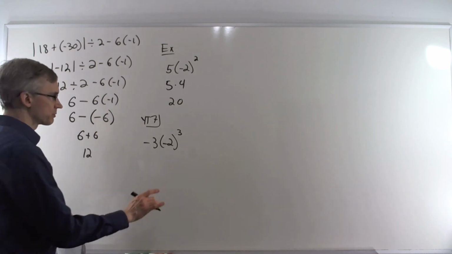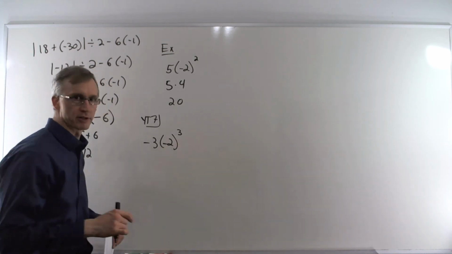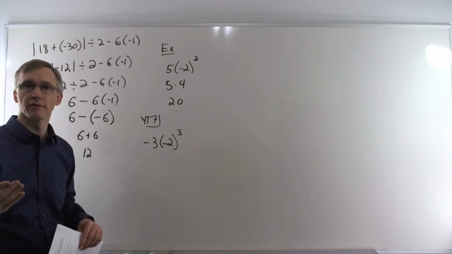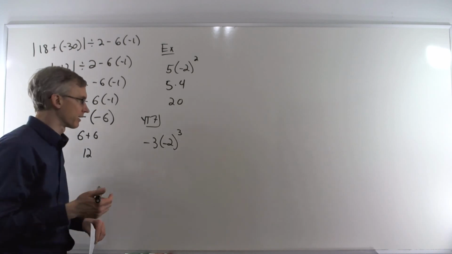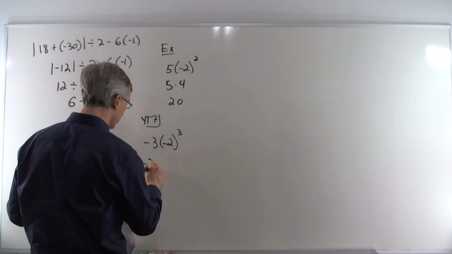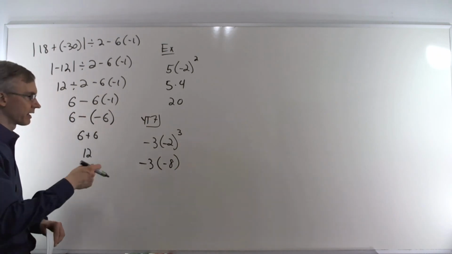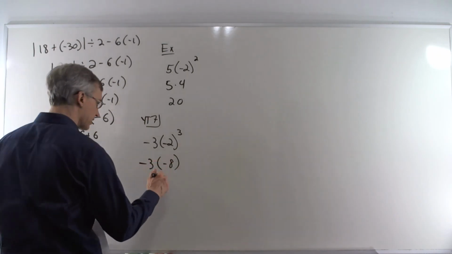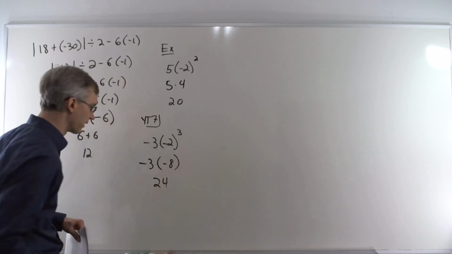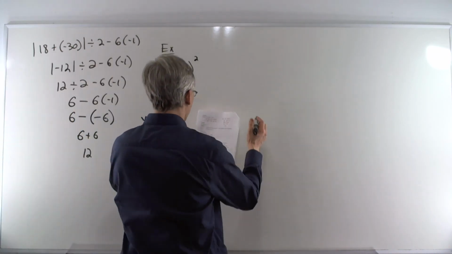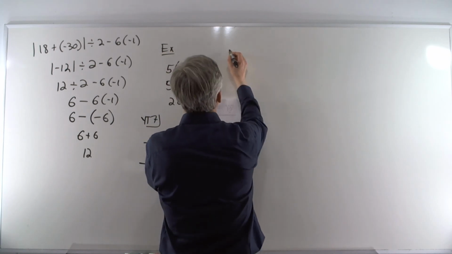So again, we'll start with the exponent. This time we have -2 to the third power. So that's a negative times a negative times a negative. We have 3 negatives. Since it's an odd number of negatives, the result will be negative. So here we get -3 times -8. Now negative times negative is a positive. So those negatives cancel and we get positive 24 for the answer for that one. Next up, now we're going to mix in some grouping symbols and exponents.